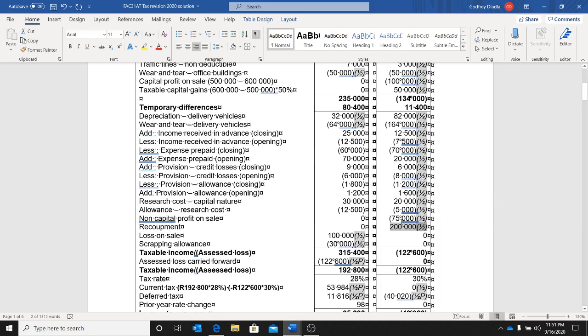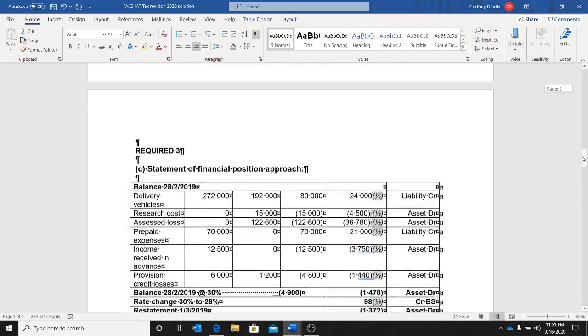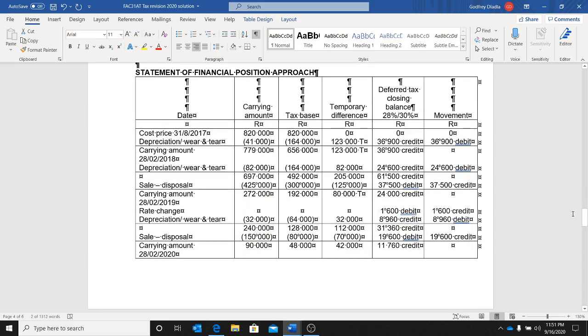If it's positive, that 43, it means deductible. Deductible equals asset, right? Debit the balance sheet, credit the income statement. Multiply that amount by 30%, it gives us 12,900. Now let's try and reconcile here to see if we do get this 12,900.